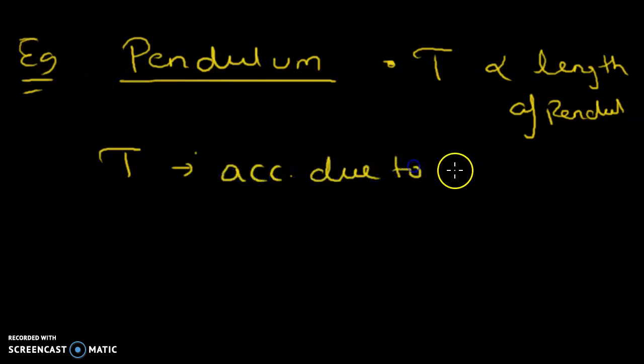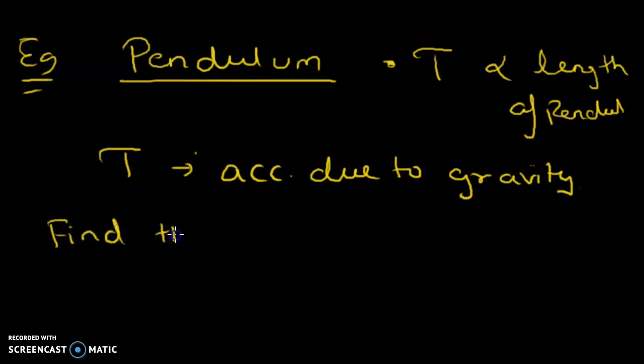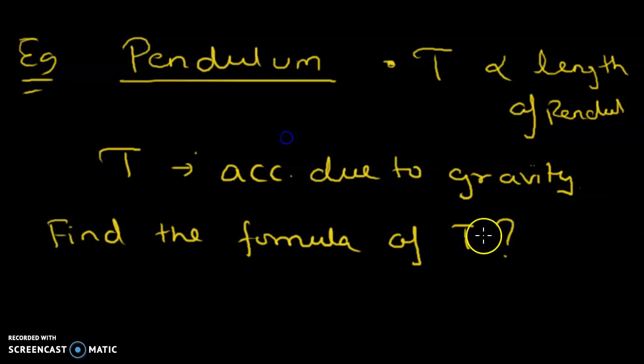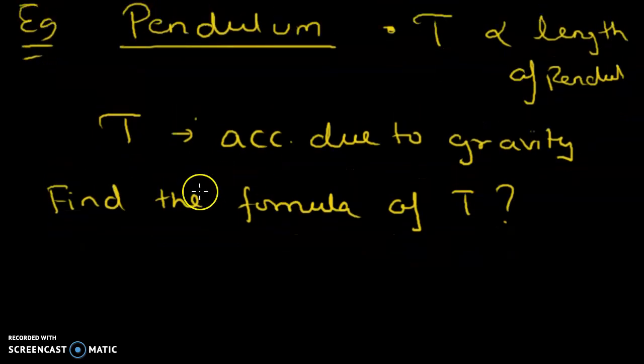The time period is also dependent on, directly proportional to, the acceleration due to gravity. Find the formula of the time period of a pendulum. Okay, so we know that it is dependent on these factors.